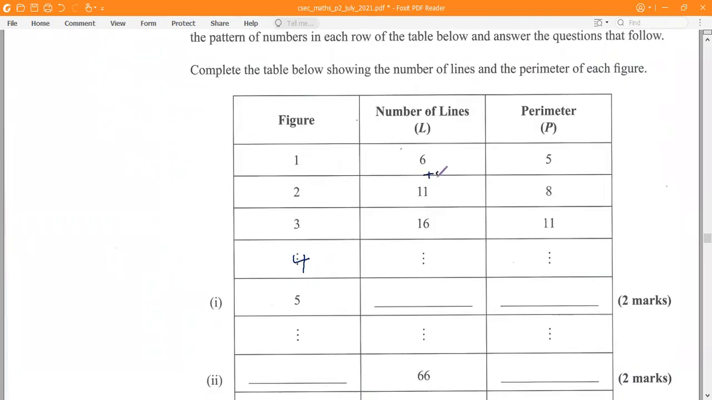So we have 6 plus 5 is 11. 11 plus 5 is 16. 16 plus 5 is 21. We have 5 plus 3 is 8. 8 plus 3 is 11. 11 plus 3 is 14. And we just need to add 5 again to get 26. And we just need to add 3 again to get 17 here.